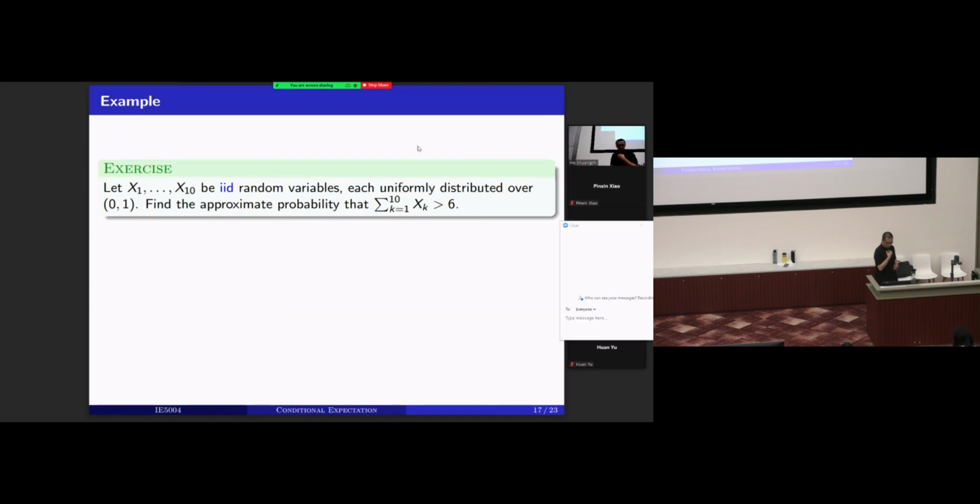Okay, let's move on. Let's first think of an exercise problem like this. Suppose that we have 10 IID random variables, each with a uniform distribution over 0 and 1, right? Then we wish to know the probability that the sum of them is bigger than 6. So how to calculate this probability?